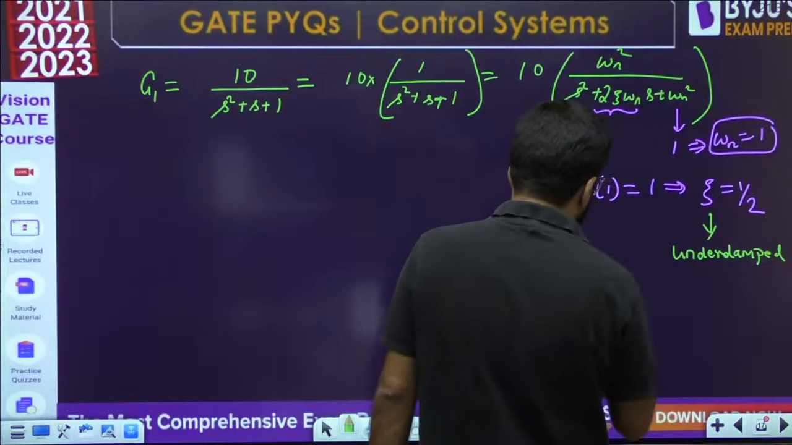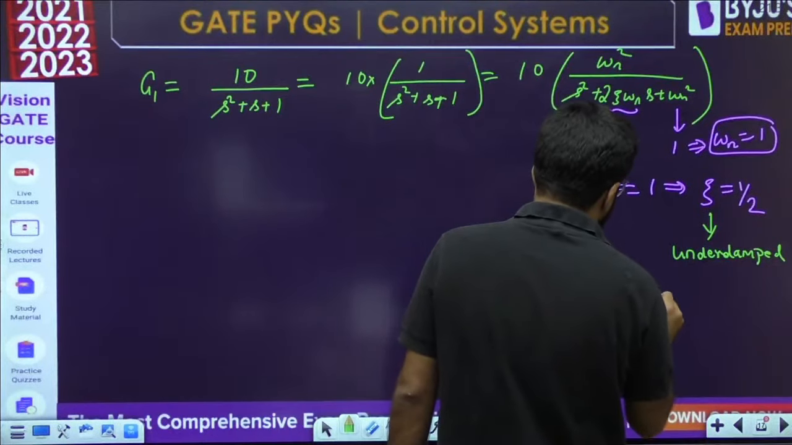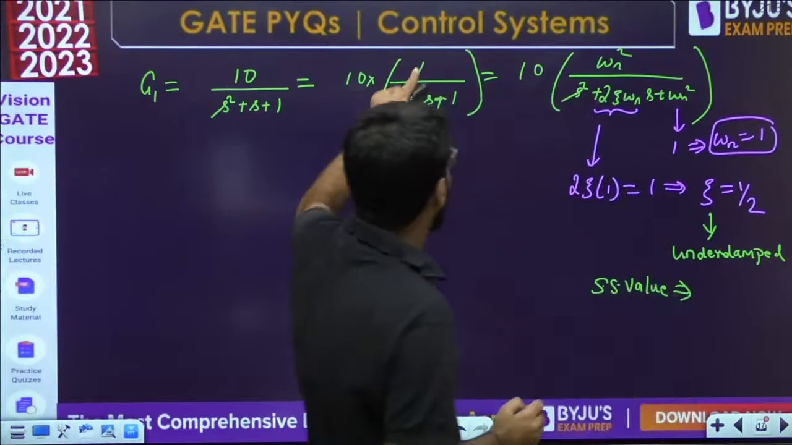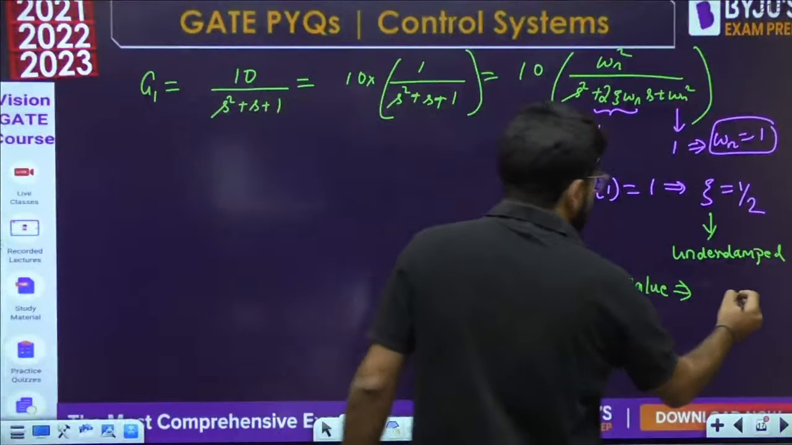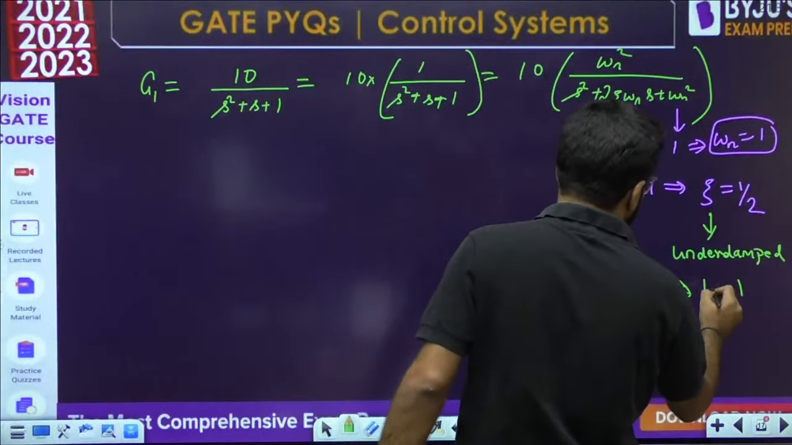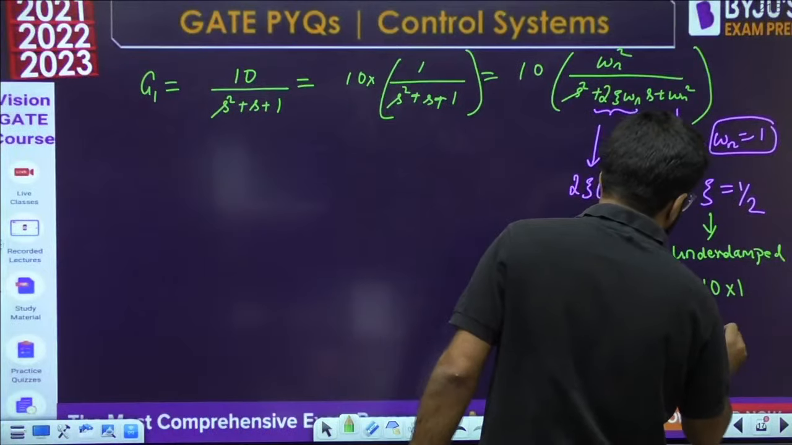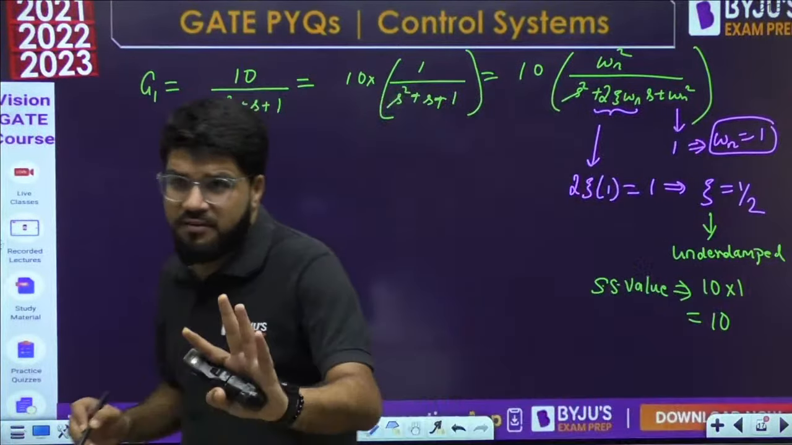Underdamped condition. So what is the steady state value? If it is the prototype transfer function, omega n square upon s square plus 2 zeta omega n s plus omega n square, that is 1. But it is multiplied by a gain 10. So it will be 10 into 1, that is 10. Or you can find it by the final value theorem.